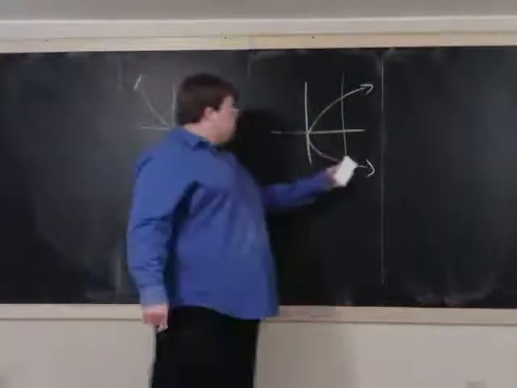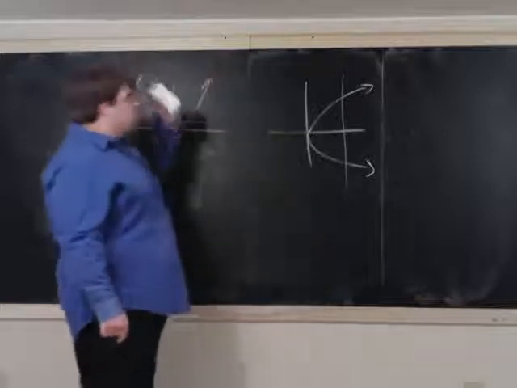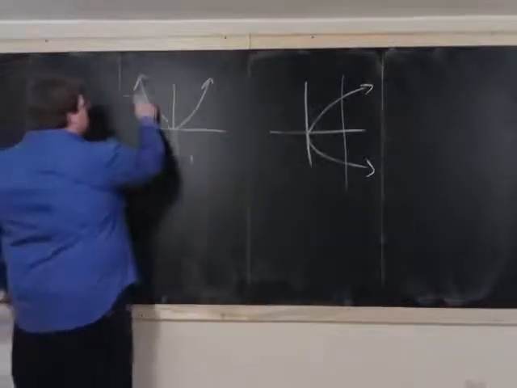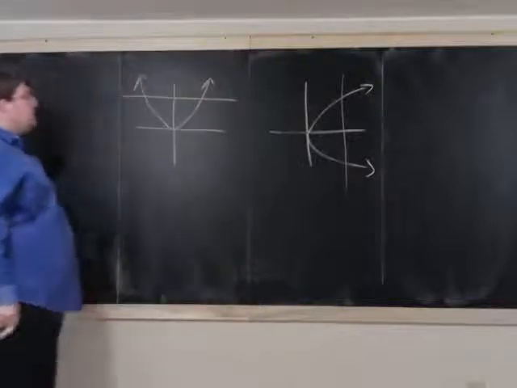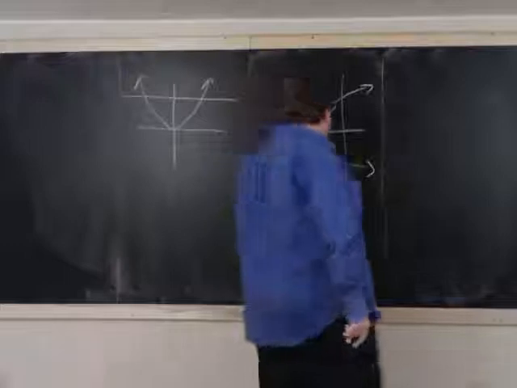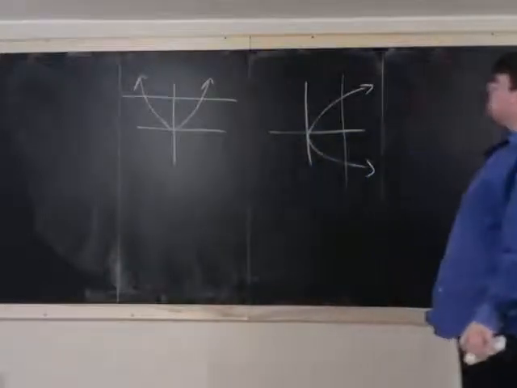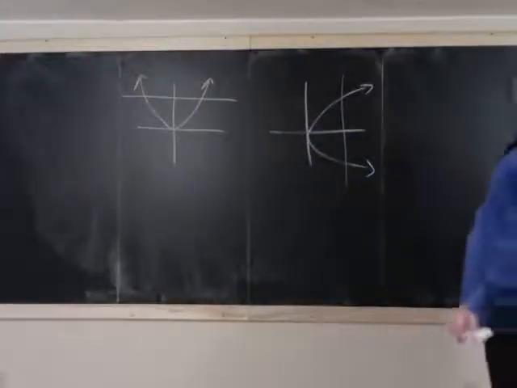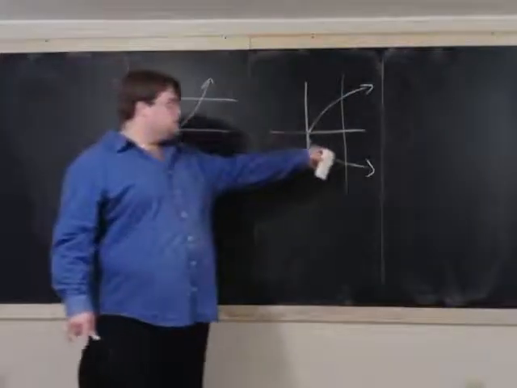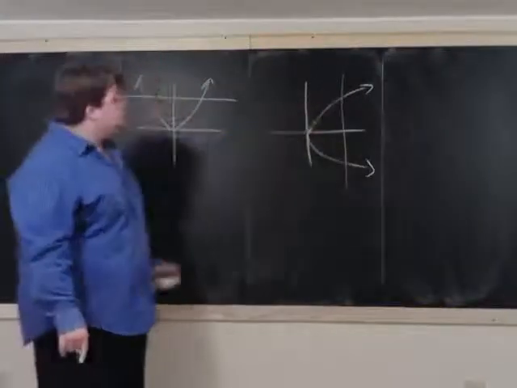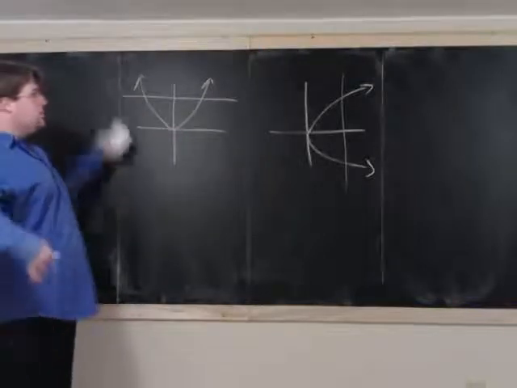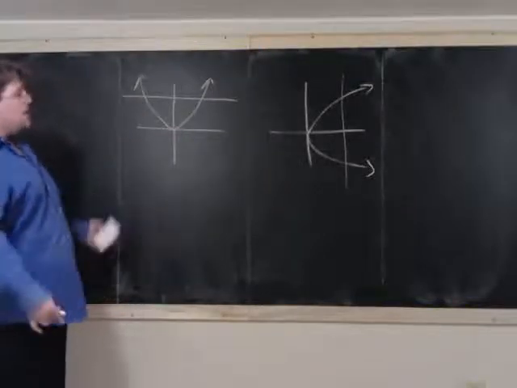Well, what does this vertical line look like if we flip it across the line y equals x? It would look like a horizontal line. Flip that diagonally across y equals x, you get a horizontal line. So right here we notice a vertical line intersecting this graph twice corresponds to a horizontal line intersecting this graph twice. And that's a theorem.